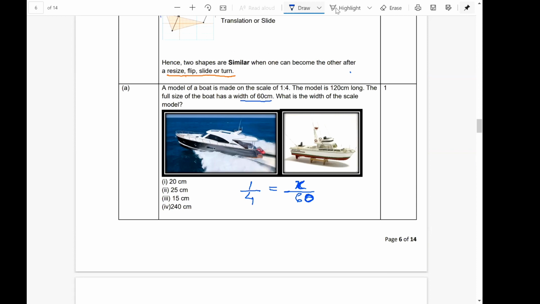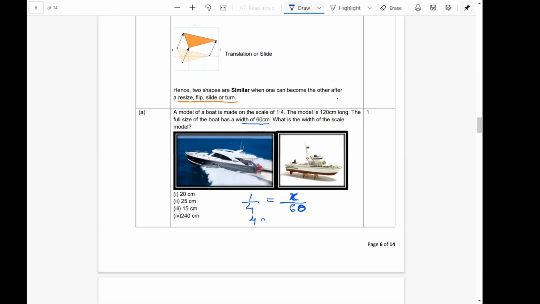So then do the cross multiplication. We get 4x equal to 60, which means x is equal to 60 upon 4, that is 15 centimeters, which means option 3 is the right answer, 15 centimeters.